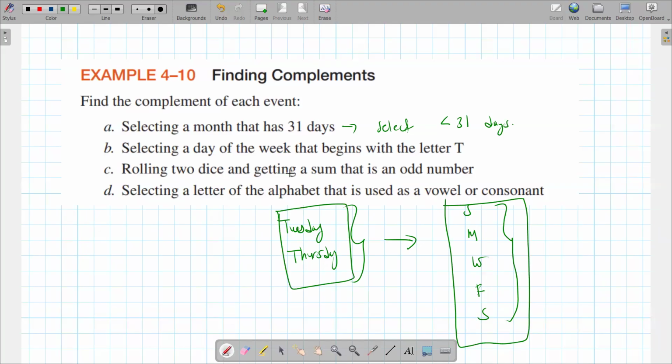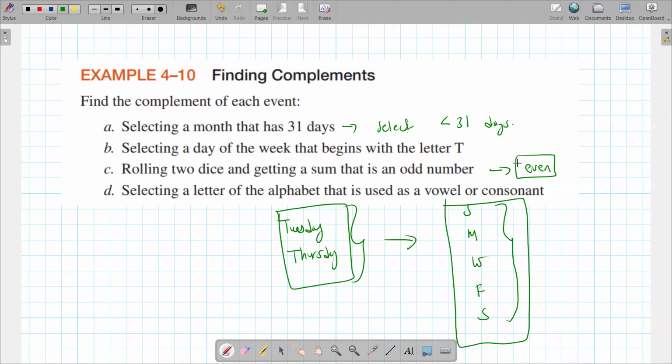Rolling two dice and getting a sum that is an odd number. What is the opposite of odd? Even, okay? So the complement would be that you're getting an even number. So it's just going to be, if it's not odd, it's going to be even, straight up. We're talking about dice, so you can only get odd and even numbers.